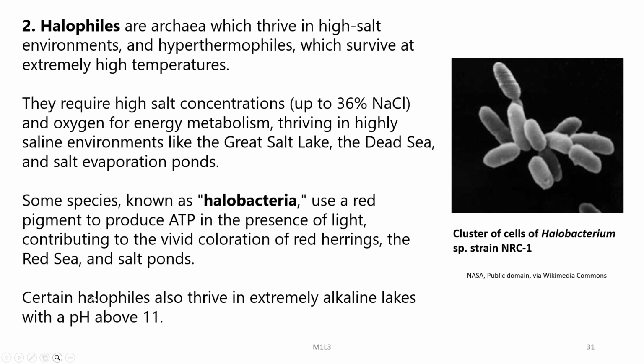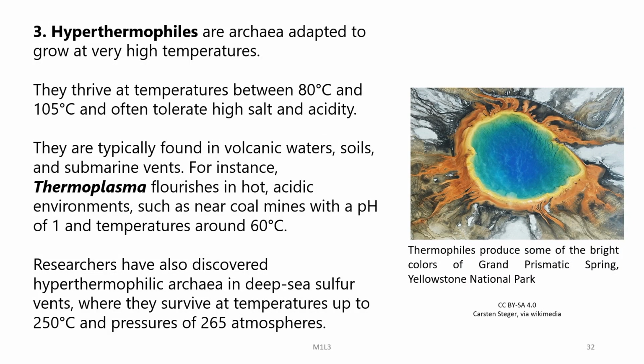Some species known as halobacteria use a red pigment to produce ATP in the presence of light, contributing to the vivid coloration of red herrings, the Red Sea and the salt ponds. Certain halophiles also thrive in extremely alkaline lakes with a pH above 11. Hyperthermophiles.